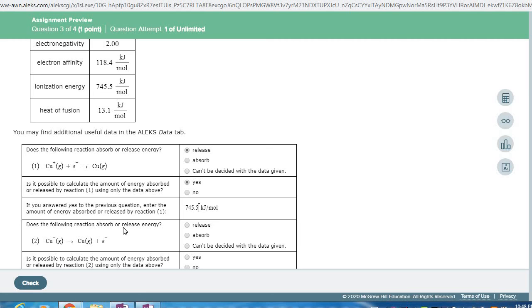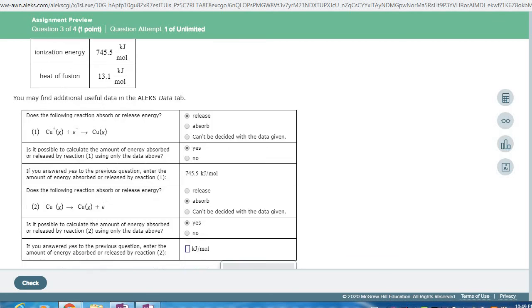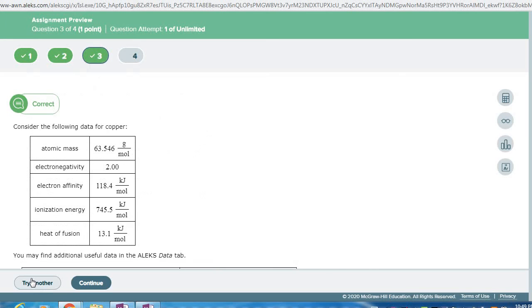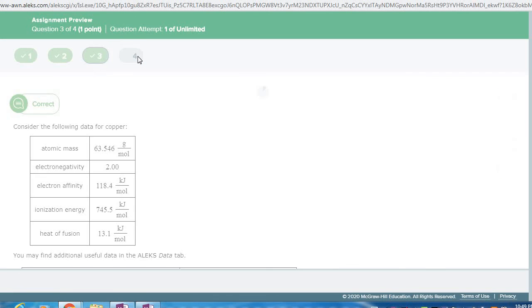So this is a reversed electron affinity or electron attachment type of problem. A normal electron affinity problem releases energy. That must mean, since this is the opposite reaction, this is going to absorb. Can we calculate how much? Yes, we can. This is electron affinity, so that's going to be 118.4. Let's go ahead and check our answer, make sure we got our reasoning right. Okay, and we did. So let's do one more just real quick.